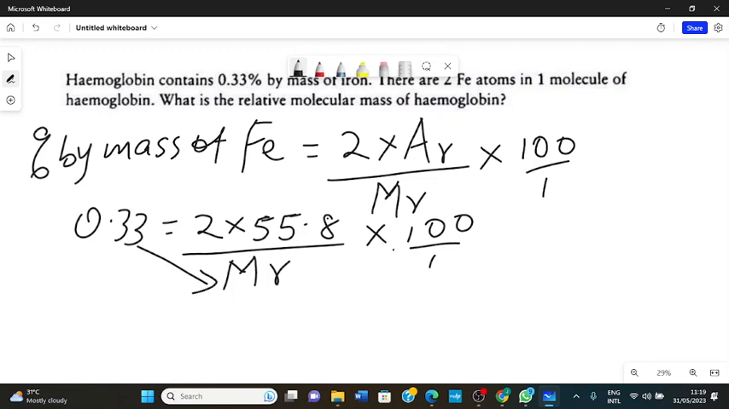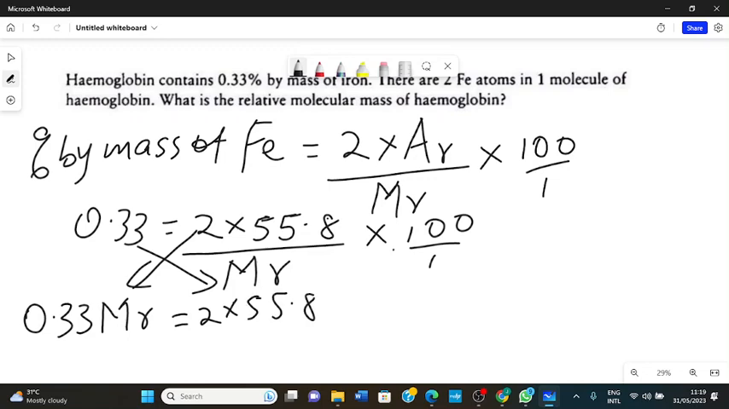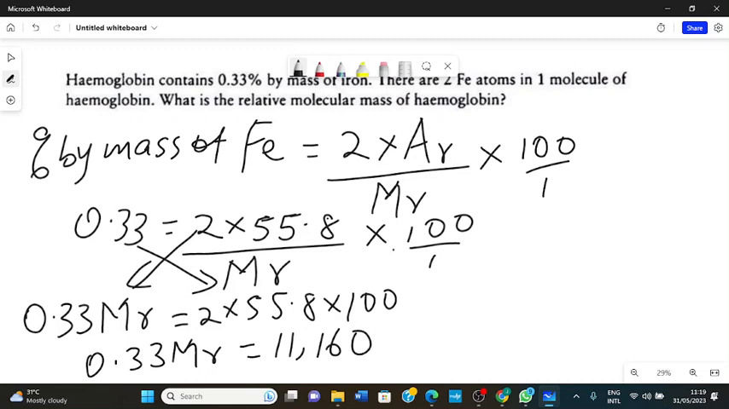So what we are looking for is the relative molecular mass. So we'll cross multiply. So 0.33 times relative molecular mass will be equal to what? 2 times 55.8 times 100. So using my calculator, 2 times 55.8 times 100 is equal to 11,160.